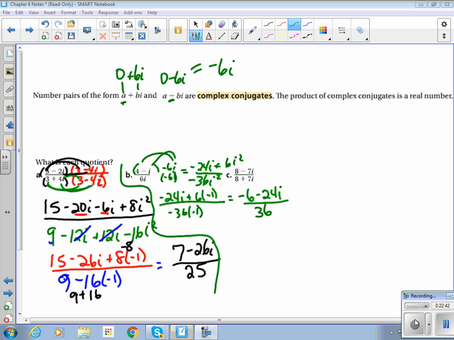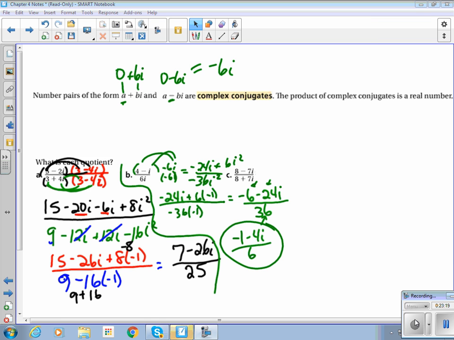I can simplify this down even further because I know 6 goes into each one of these. You can start out with 2, 2 goes into each of them, and also 3, 3 goes into each of them. So I can reduce everything down by a factor of 6. So negative 6 divided by 6 is negative 1. 24 divided by 6 is 4. And 36 divided by 6 is 6. And that is our final simplified answer.